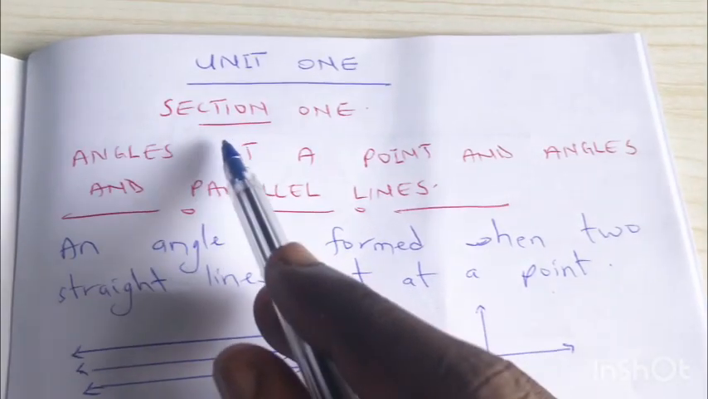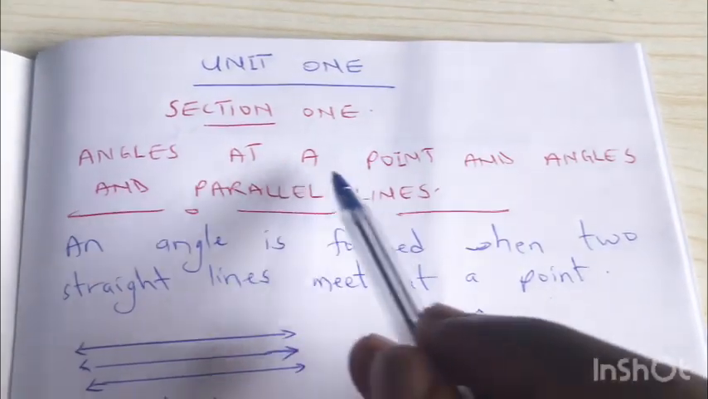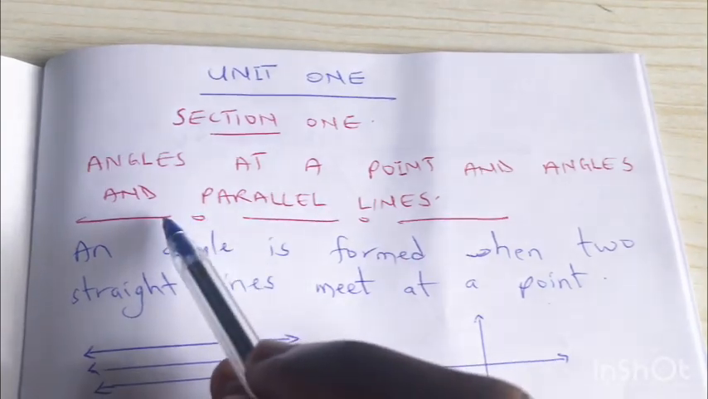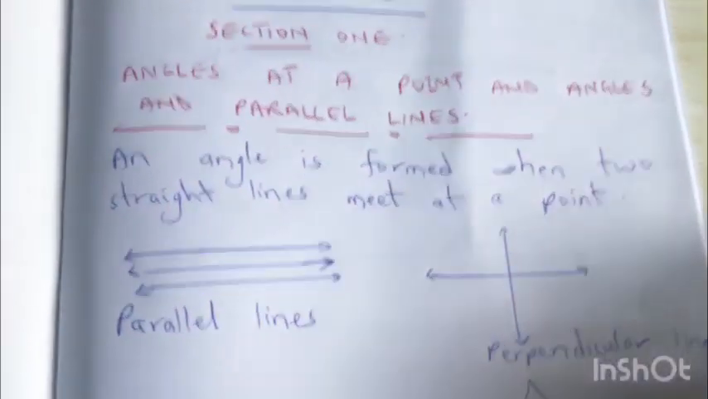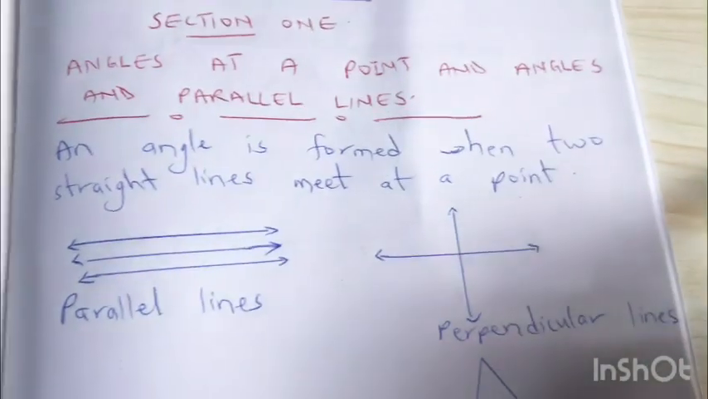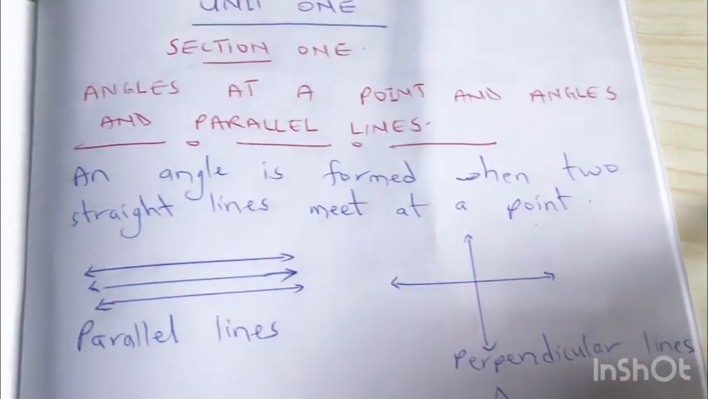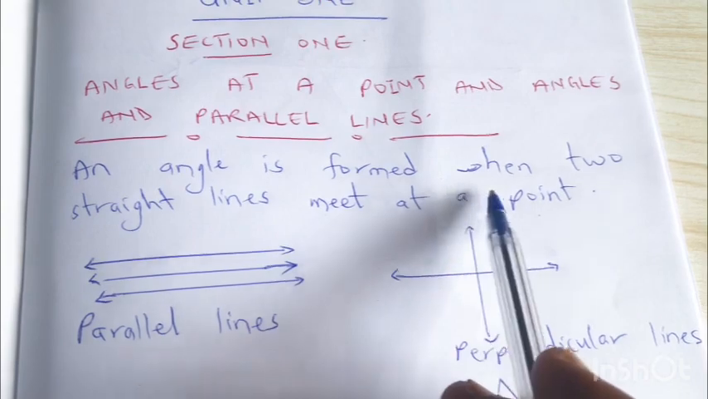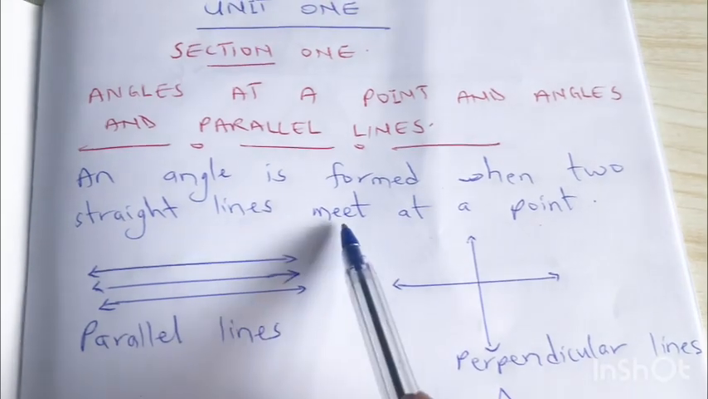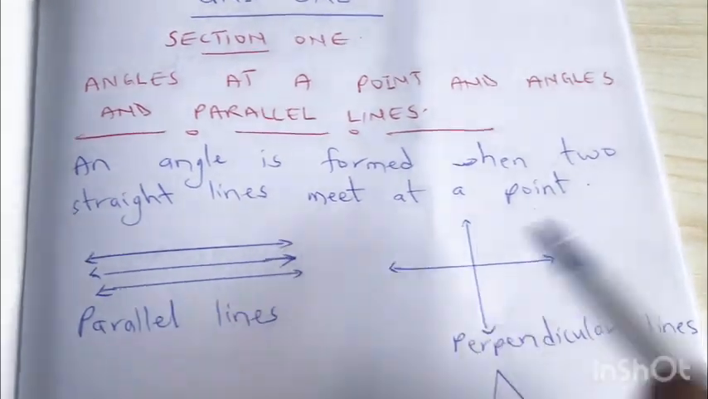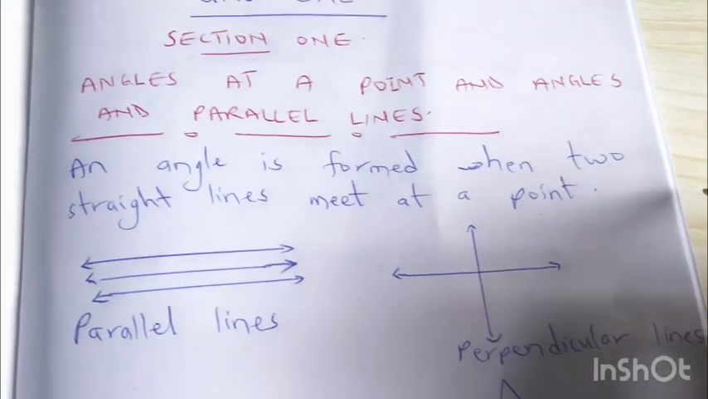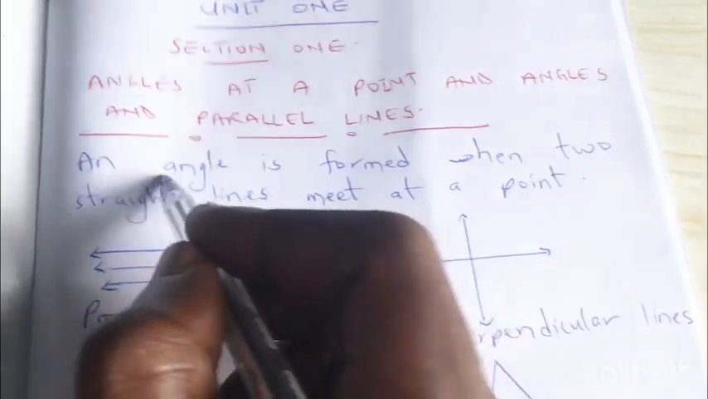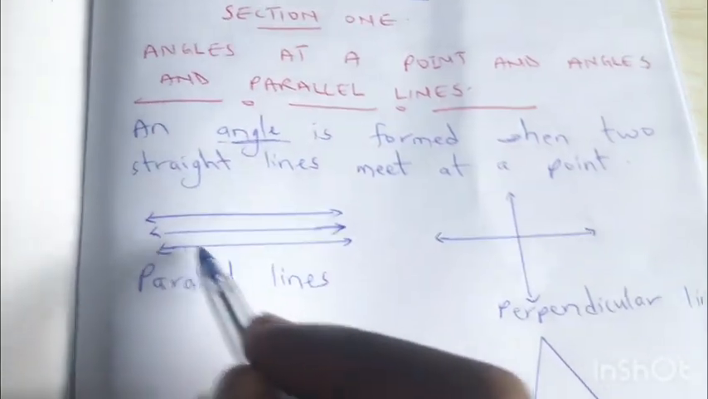Unit 1, Section 1. Angles at a point and angles on parallel lines. Okay, so we're moving a little bit fast, but I believe you understand. So let's go. We said an angle is formed when two straight lines meet at a point. So any two straight lines, when they meet, form what? An angle. So you see this diagram.